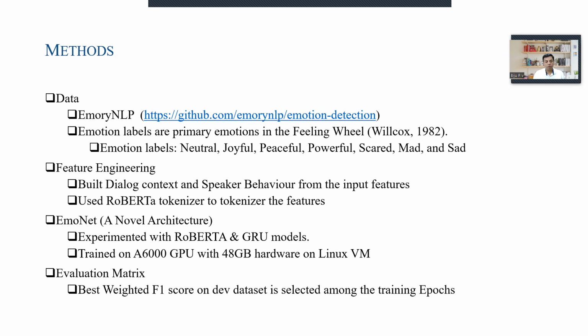And it's trained on a 6000 GPU with 48 GB hardware on a Linux VM, from a cloud provider. The evaluation metric used is weighted F1 score. That is the standard among multi-class classifications.